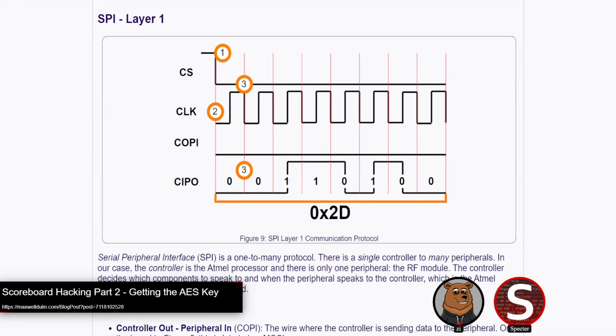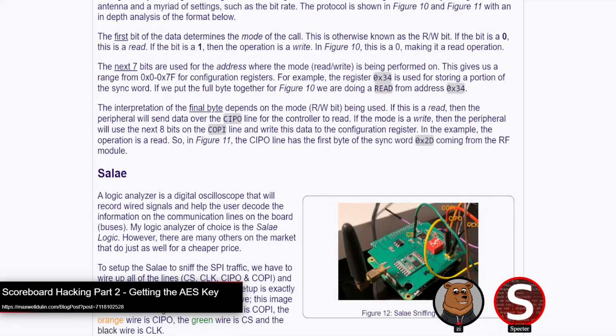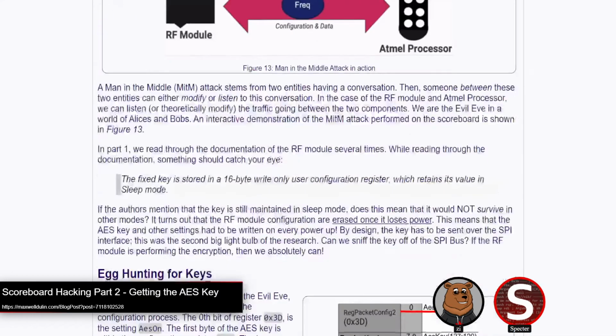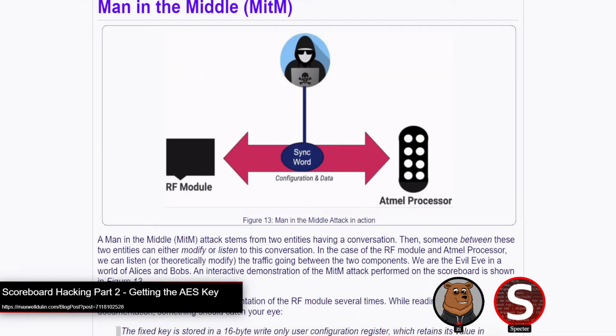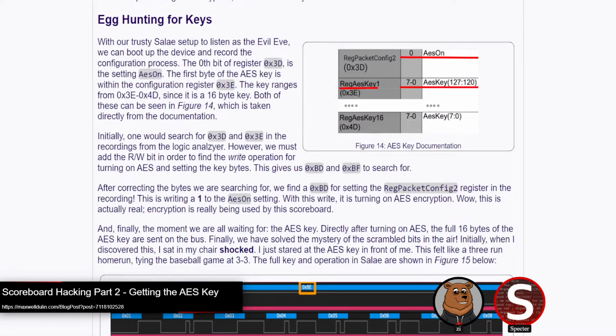And what he ended up doing to get the key was man in the middling the SPI bus between the MCU and the RF module. Because it turned out that even though the RF module is performing the encryption, it loses its configuration on power loss. So it would need some persistent store for the key. And that key was transferred over from the MCU over serial to the RF module. So by just sniffing the SPI bus, he was able to extract the key, which he did with the Saleae logic analyzer.